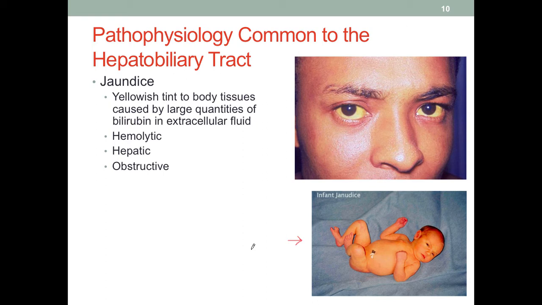When the babies are in the womb, the mothers remove the bilirubin for them through the placenta. And so when babies kind of have to do it on their own for the first time, it takes a few days for their organs to be able to get rid of the excess bilirubin.